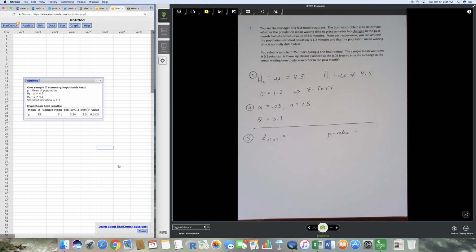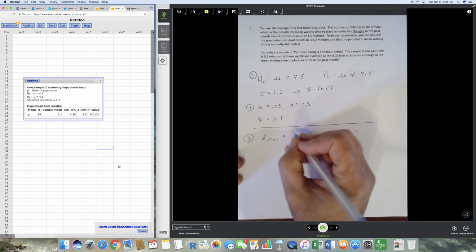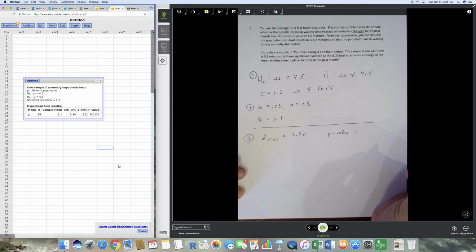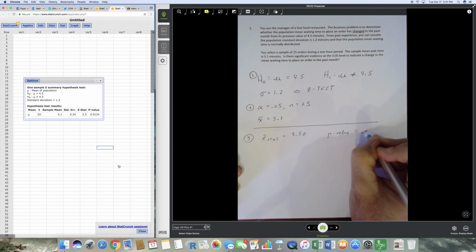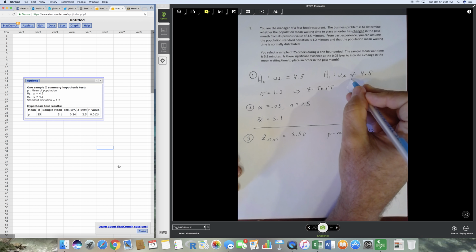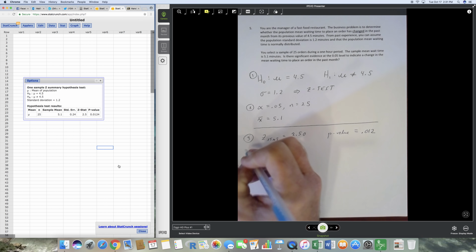So I'm going to set the values. The z-stat is 2.5. I usually round those to two places, and the p-value is 0.012. Do I need to multiply this by 2 because I have a not equal to? No. If you don't understand that, rewatch the ending part of the previous video.